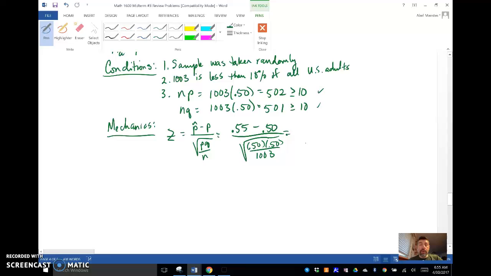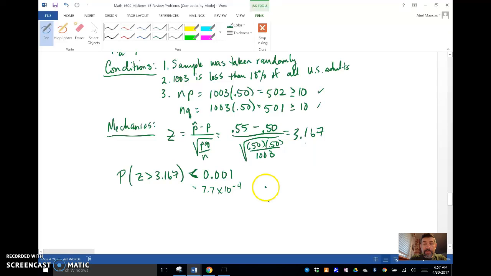All right, so then we're going to do that and get our p-value. So we get 3.167. So we're going to find the probability that z is greater than 3.167. Now we can see that when we look at the z table, 3.167 is not even on the z table. So that probability is going to be very, very small. So we're just going to write this as less than 0.001. If you really wanted to know, this is 7.7 times 10 to the negative 4. So it's a very, very small p-value.